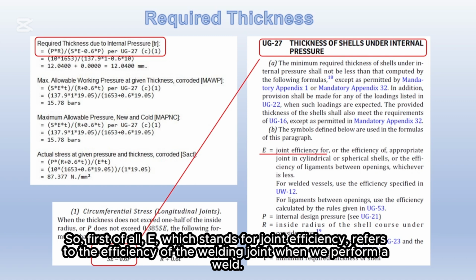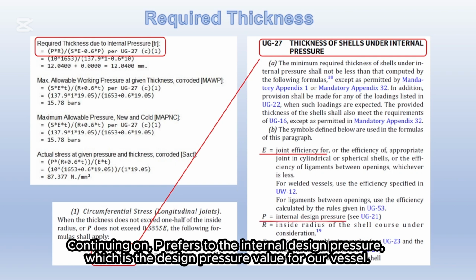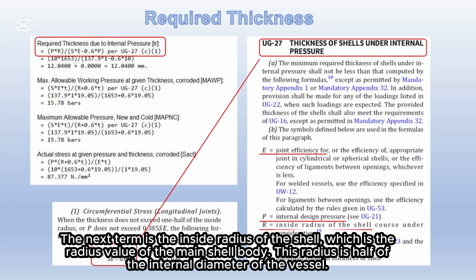So, first of all, E, which stands for joint efficiency, refers to the efficiency of the welding joint when we perform a weld. The details will be explained further in the upcoming videos. Continuing on, P refers to the internal design pressure, which is the design pressure value for our vessel. The next term is R, the inside radius of the shell, which is the radius value of the main shell body. This radius is half of the internal diameter of the vessel.